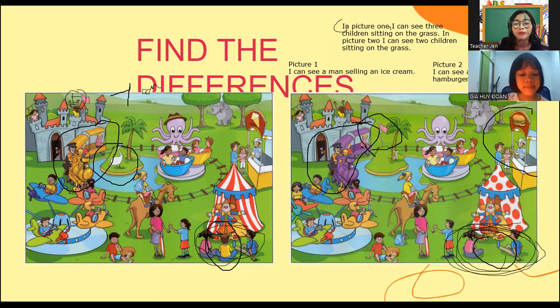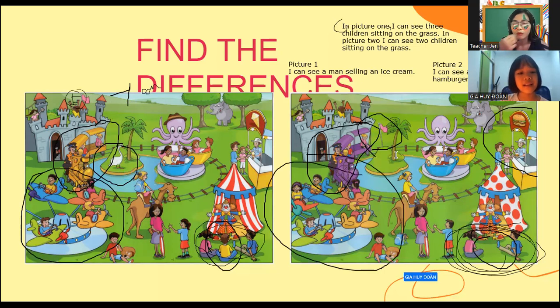In picture one, I can see four apples. In picture two, I can see five apples. Yes. Okay, in picture one, I can see... again, four apples, Hannah? Four children. Okay, yes. In picture one, I can see four children. But in picture two, I can see five children. Very good, Hannah. Very good observation. Next, what else?